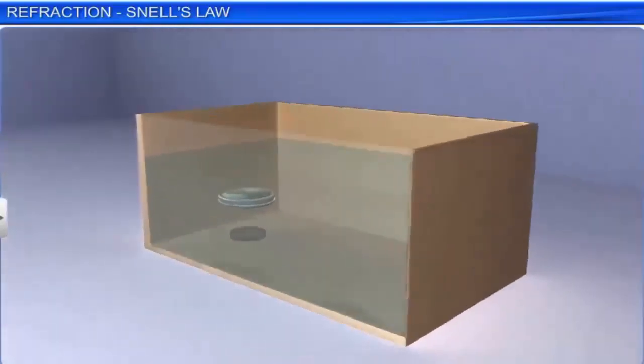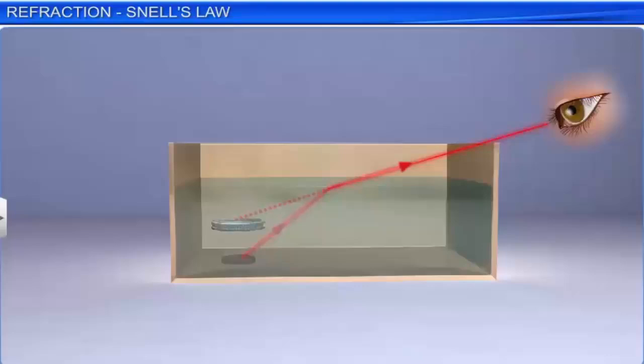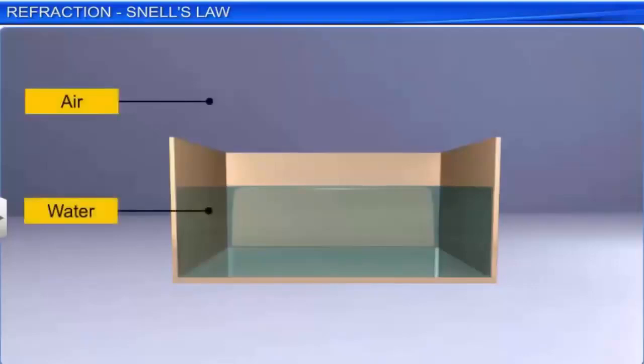Some of the rays of light from the coin, while traveling from water to air, bend at the water-air interface and reach the eye. This makes the coin visible again by giving the impression that the object is at a different location. While passing from one transparent medium to another, an obliquely incident ray of light bends at the interface of the two media. This phenomenon is called refraction of light. Refraction of light is due to the fact that the speed of light is different in different media.